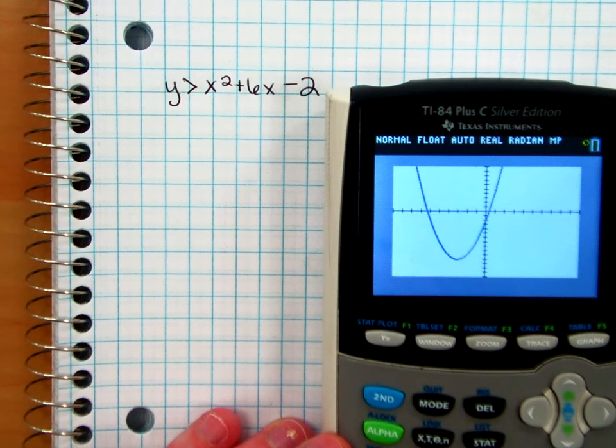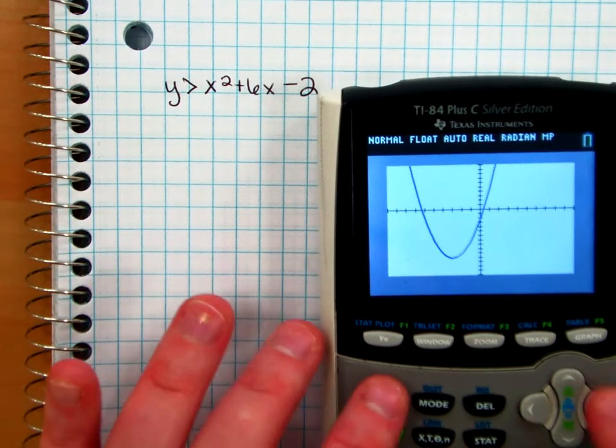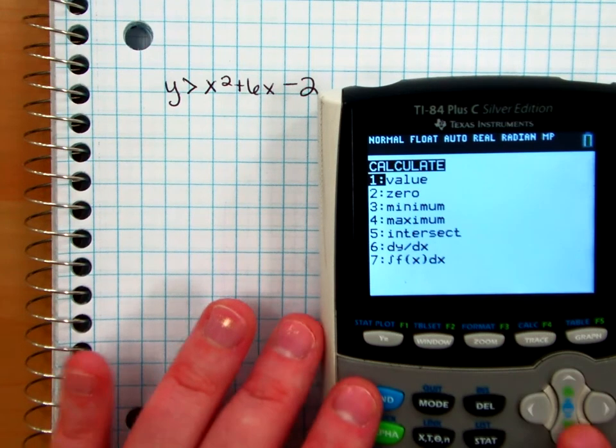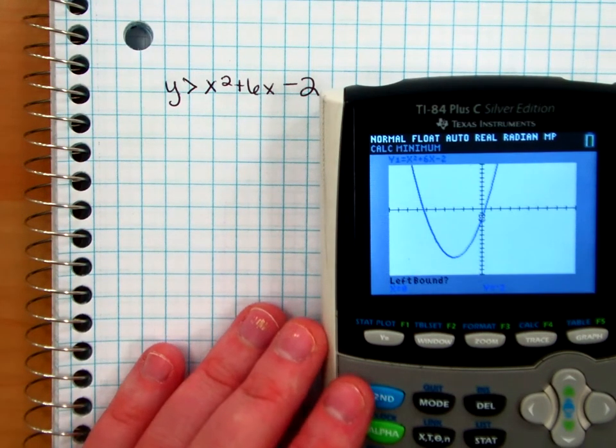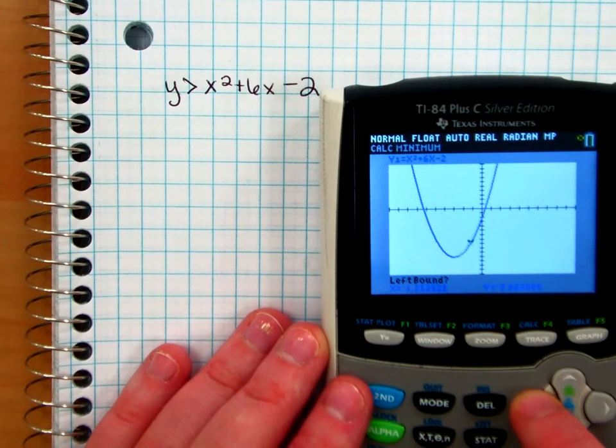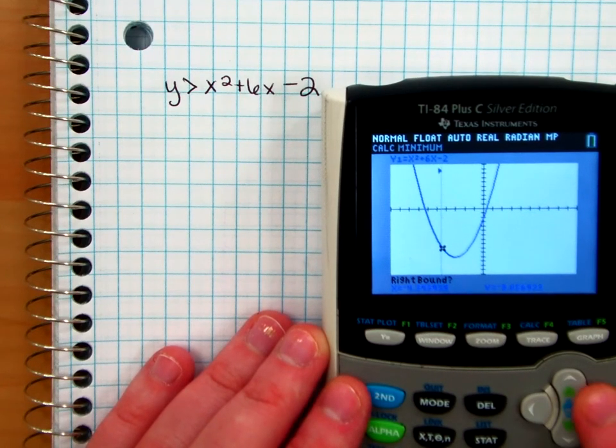So now I can see it pretty well, and it makes me a little bit happier. So what I'm going to do now is go second calc. By second trace, I'm going to calculate out my minimum to get my vertex. Left bound, you've got to be on the left side of your graph. So if you arrow on the left side, right side, I hit enter, and it gives me a nice little graph.